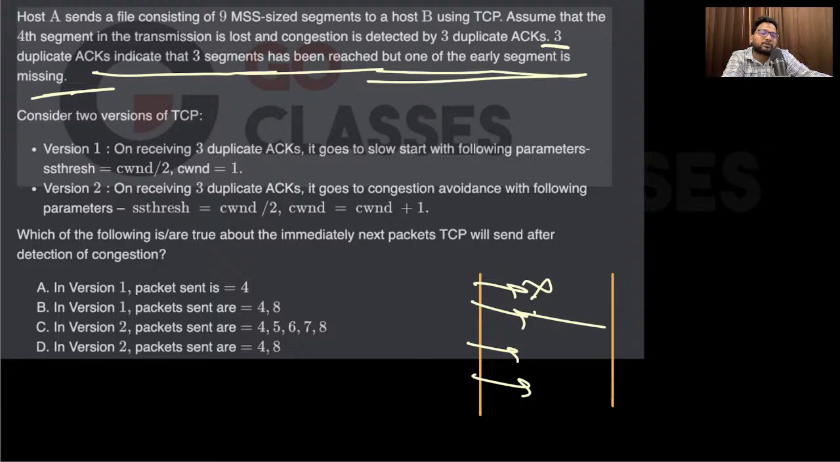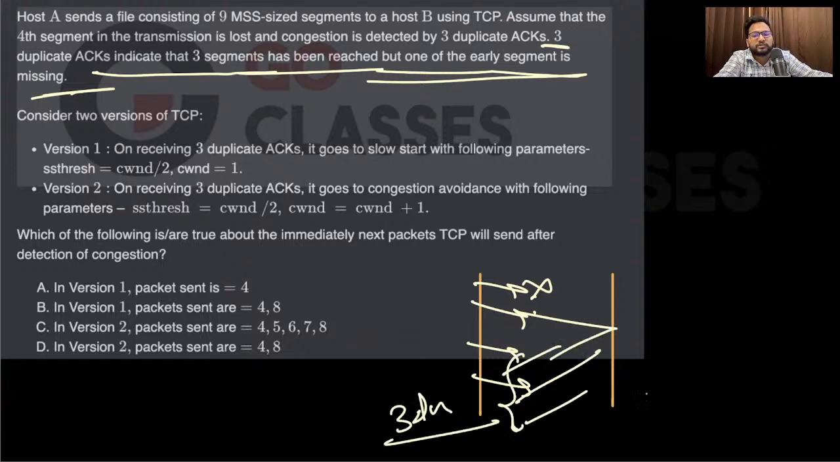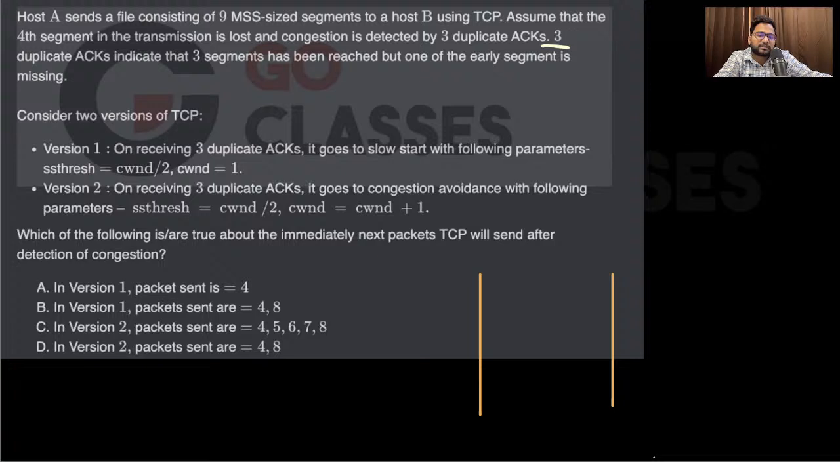So these are called 3 duplicate ACKs. Is this convention okay to everyone? Let me know. 3 duplicate ACKs mean that one of the early segments is missing and the 3 duplicate ACKs have arrived. Anyway, it was just a convention, but let's read this question. It is an easy question, to be honest.